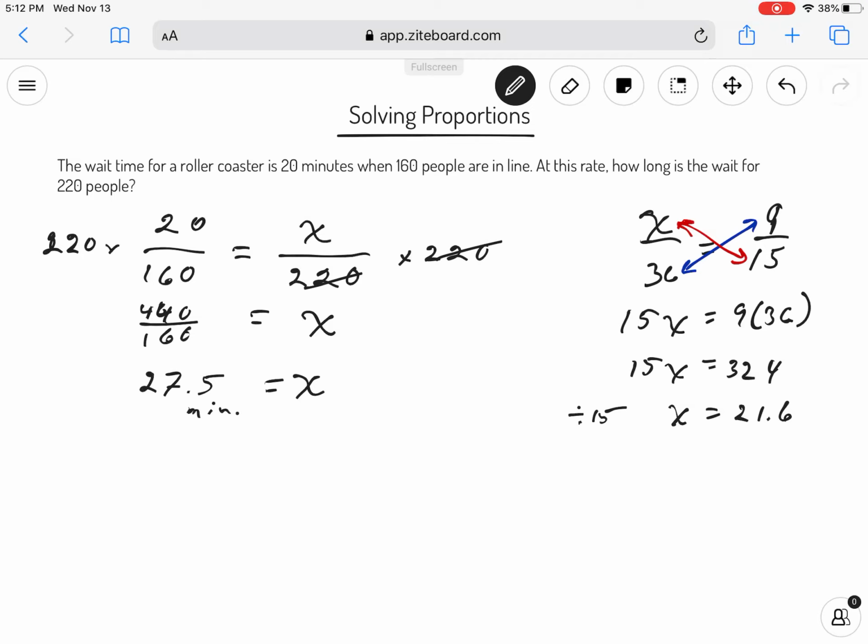Okay, so sometimes, even though it takes a little bit longer this way, it's essentially the same thing that I ended up doing there, except I didn't multiply the x times 160 and then have to divide it by 160 again. But really, it accomplishes the same thing. Where this comes in handy is if your variable is in the denominator.